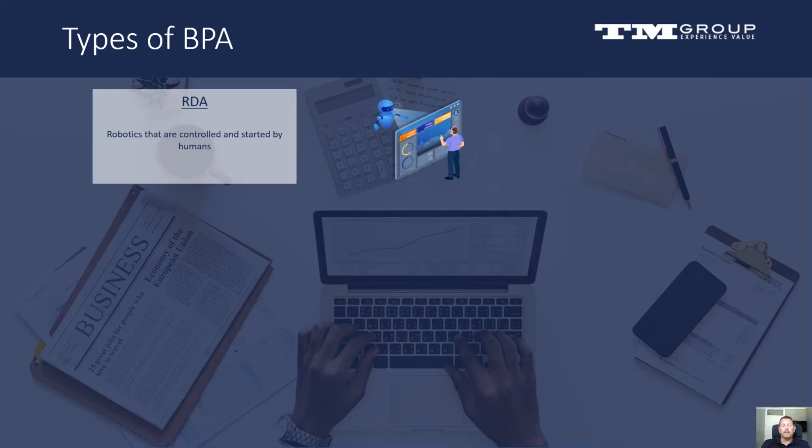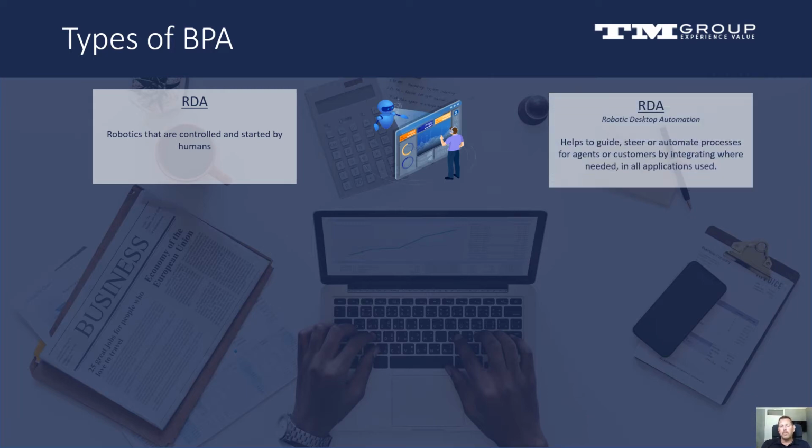We have the RDA. This is where the robotics are totally controlled by humans and they are monitored all the way in the processes. Here we can actually help to guide, steer, or automate some of the processes for the agents and help with a lot of things by integrating where it's needed.